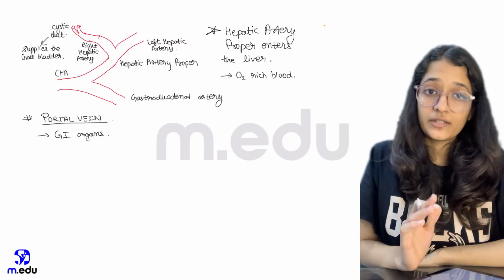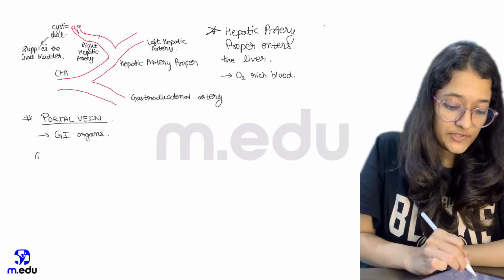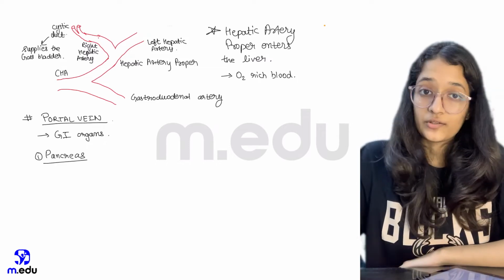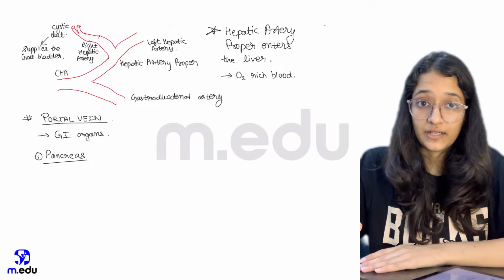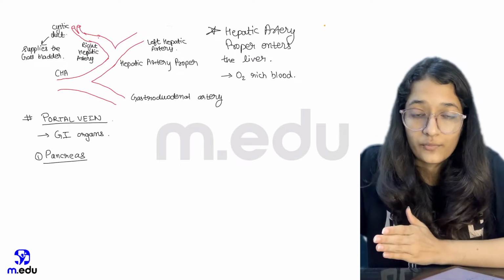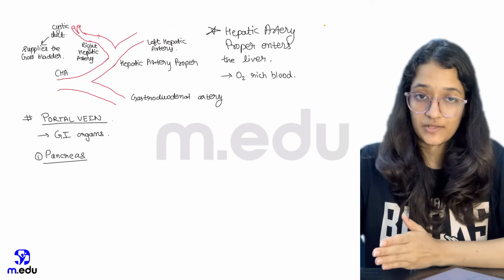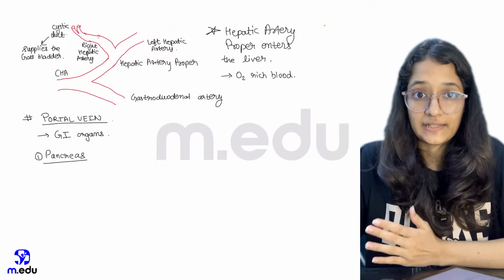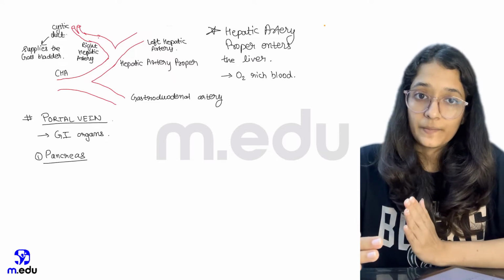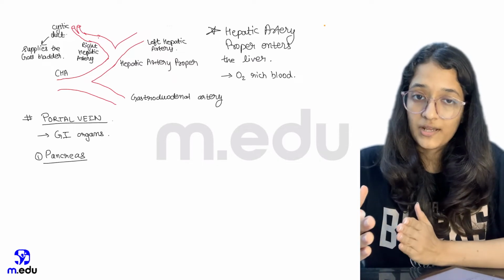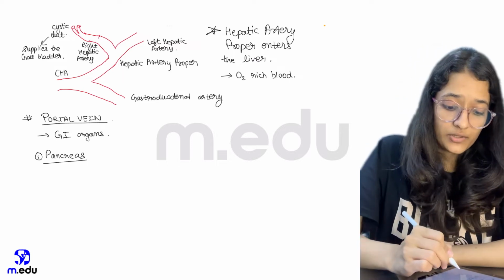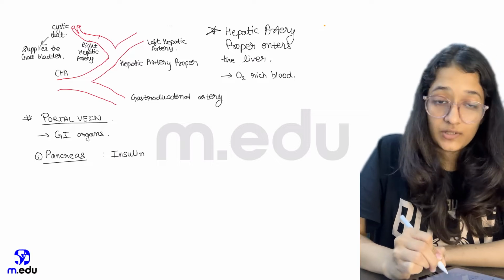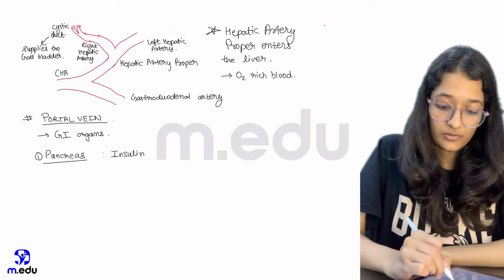So if we talk about the organs one by one, the first one is the pancreas. Now the pancreas, when we are in the fed state, synthesizes a hormone called insulin, as we all know. And this insulin, via the pancreatic veins, is taken to the liver through the porta hepatis. Now why this is important to note down is because insulin is a very important hormone.